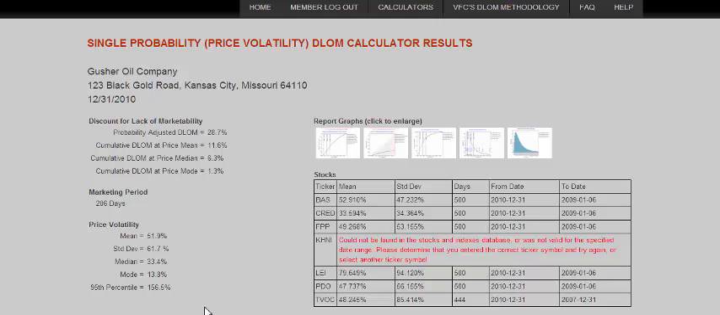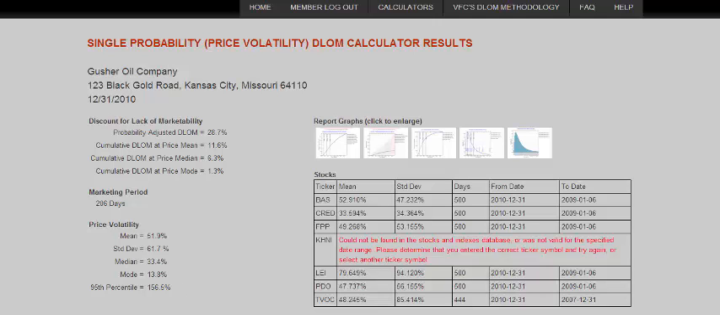And we learned that the guideline group comprises the following characteristics. The mean price volatility is 51.9%. The standard deviation of price volatility is 61.7%. The median price volatility is 33.4%. The most frequent occurrence of price volatility is 13.8%. And 95% of all price volatility occurs at or below 156.5%.